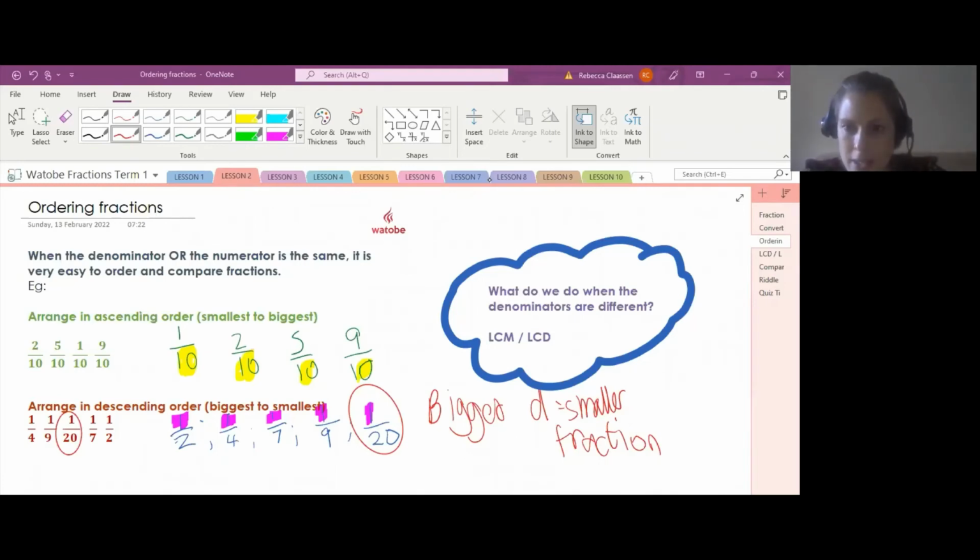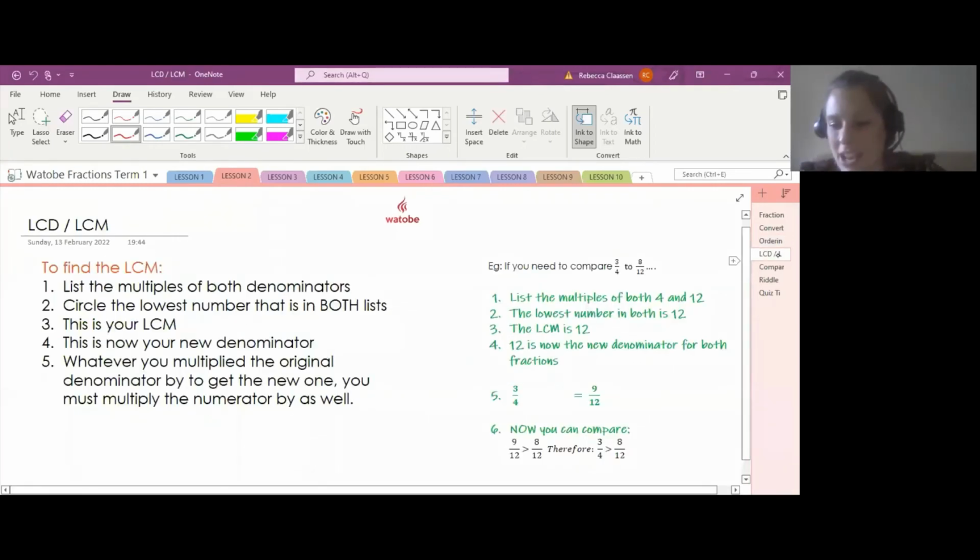Ma'am, at my school we did these, finding the lowest common multiple and finding the highest common factor. What we do is we go to the multiples of the one denominator and see if there's a number that is the same as in the multiples of the other denominator.